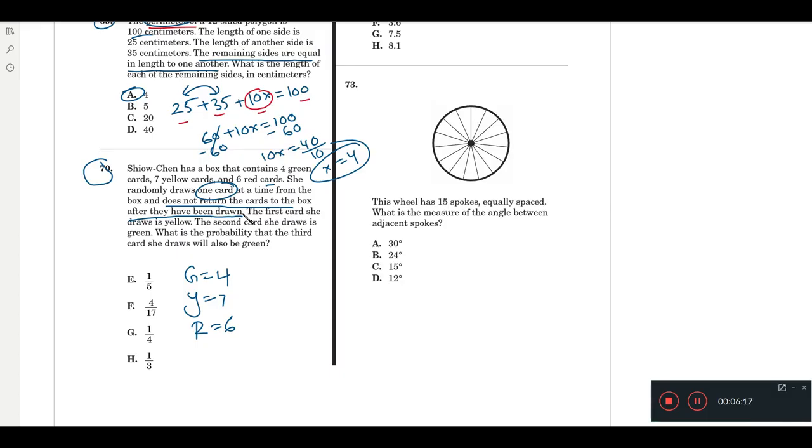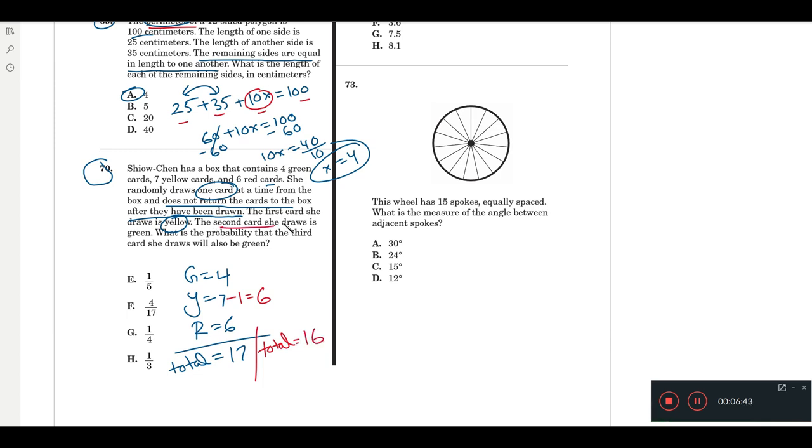Now the first card she draws is yellow. She already drew a yellow. What was the total, by the way? 7 out of 17. The total was 17. So what happens? She already drew 1 yellow, right? So can I subtract 1 yellow from the 7? You get 6. Now there are 6 yellow, but the total also changes. What is the new total? 16. Subtract 1.